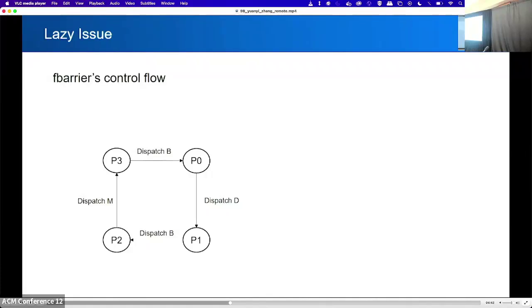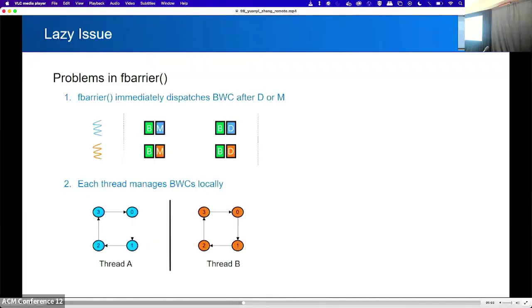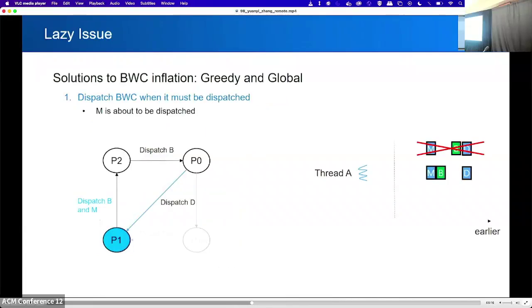To accomplish it, we regard fbarrier's control flow as a state machine. Initially, the thread stays at P0. After it dispatches user data D, it moves to state P1, and then dispatches a BWC and moves to P2, and so on and so forth. fbarrier has two problems. It immediately dispatches BWC of B or M, and each thread manages BWC locally. Namely, it controls its state transition exclusively. Our solution to these problems are greedy and global.